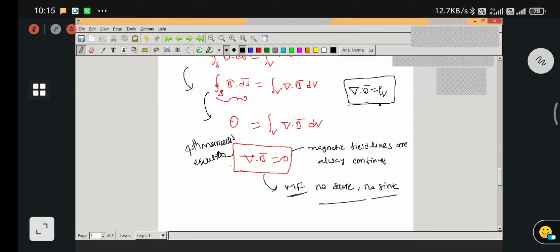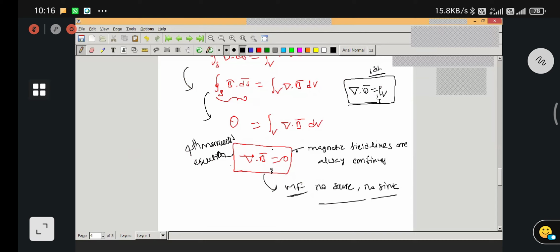Comparing the D vector and the B vector: in the first Maxwell equation the divergence is not equal to 0, while for B it equals 0. Magnetic field lines are always continuous, with no isolated charges. Electric field lines come from isolated charges, so they are discontinuous. This is the fourth Maxwell equation. Just keep it in mind.